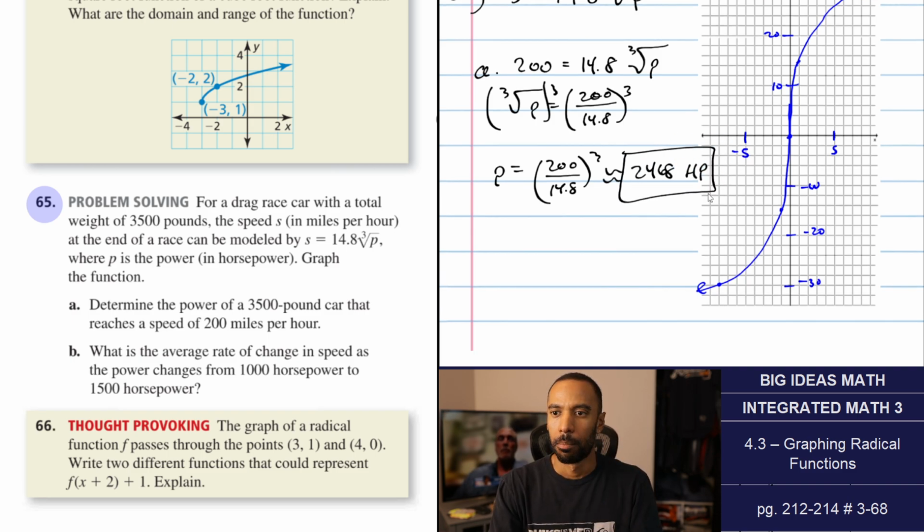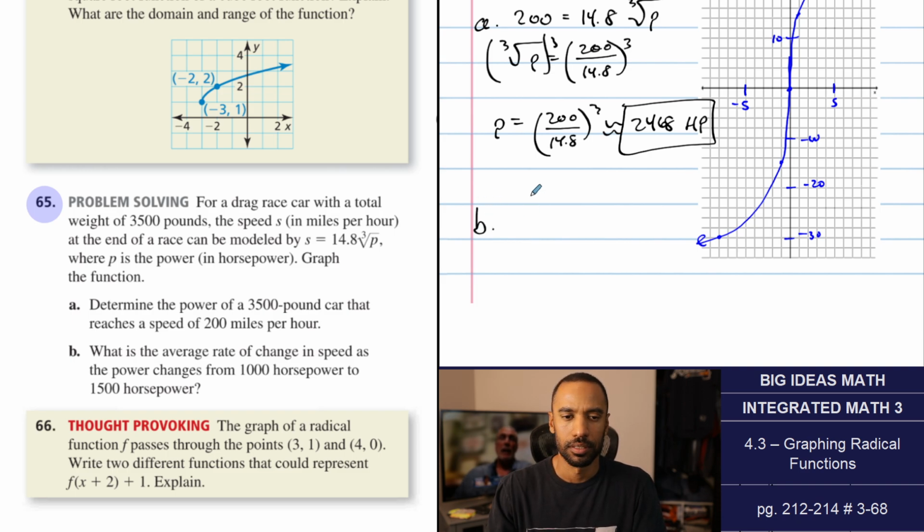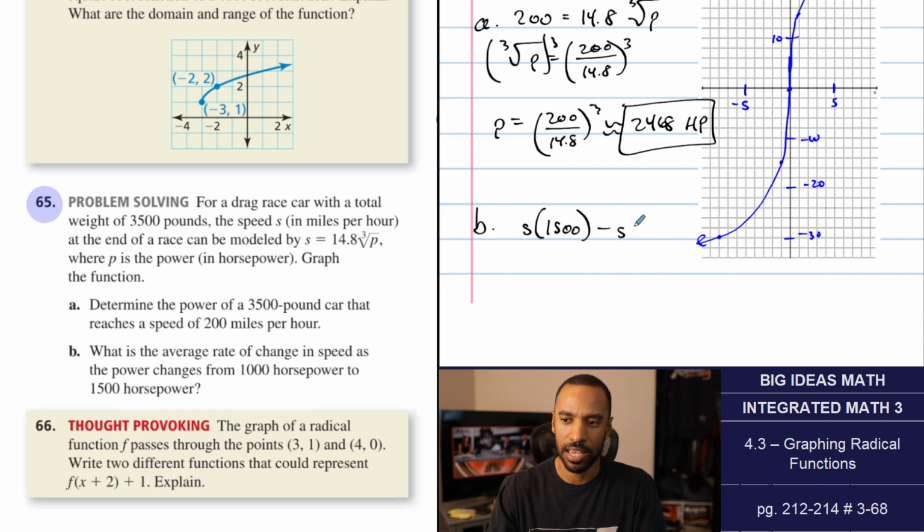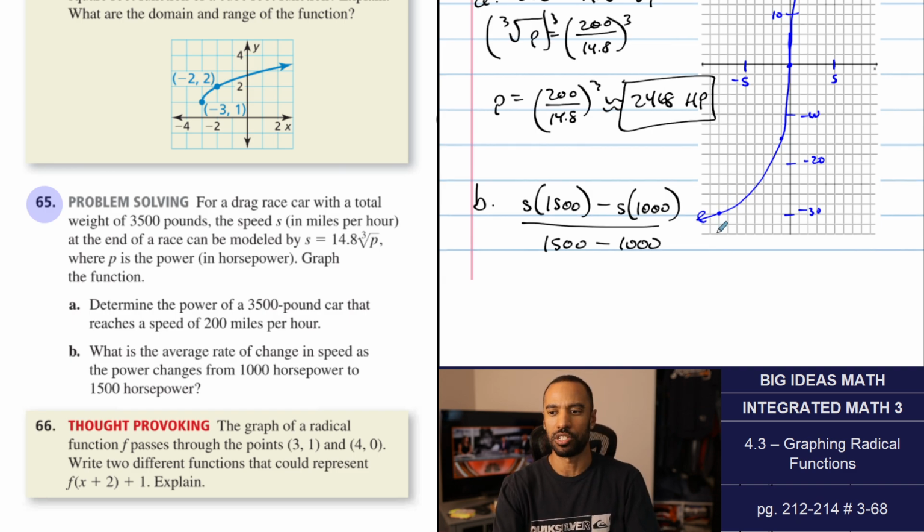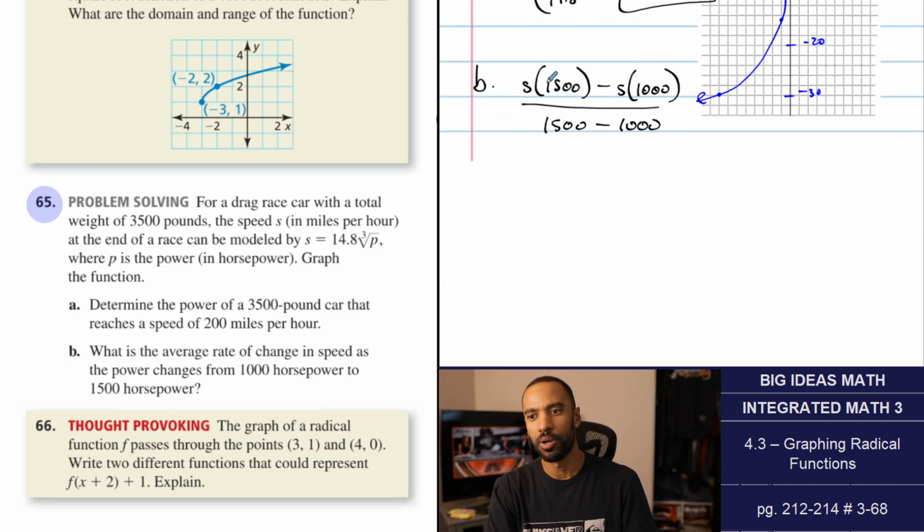Okay. Part B. What is the average rate of change in speed as the power changes from 1,000 horsepower to 1,500 horsepower? Okay, so what we need to do is take S of 1,500 minus S of 1,000 over 1,500 minus 1,000. We're trying to see the average rate of change in speed, so it's a slope: this y value minus this y value over that minus that.